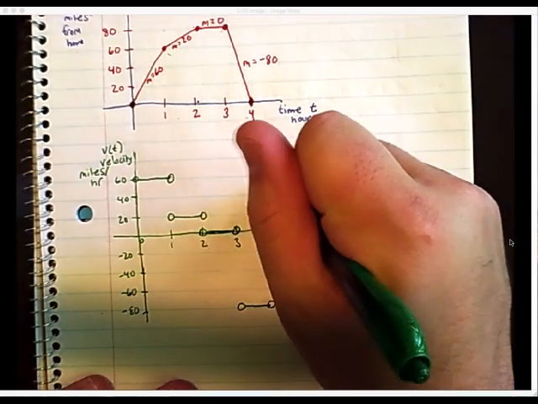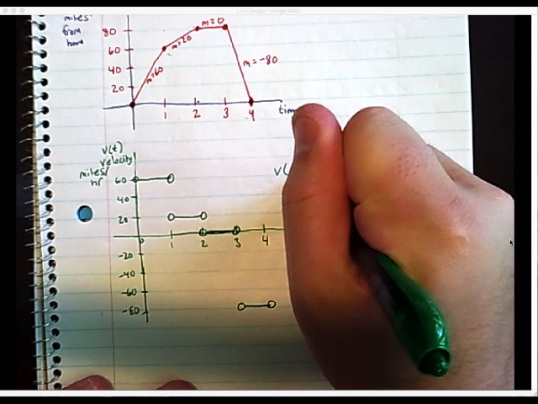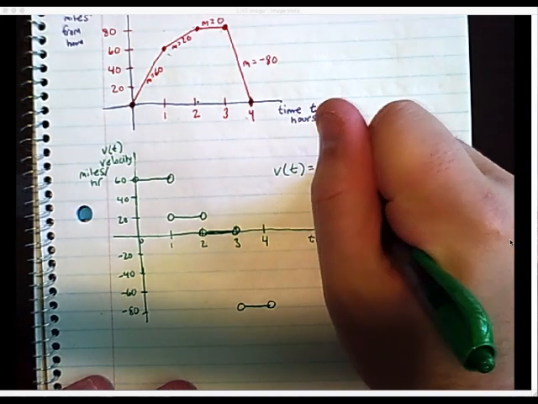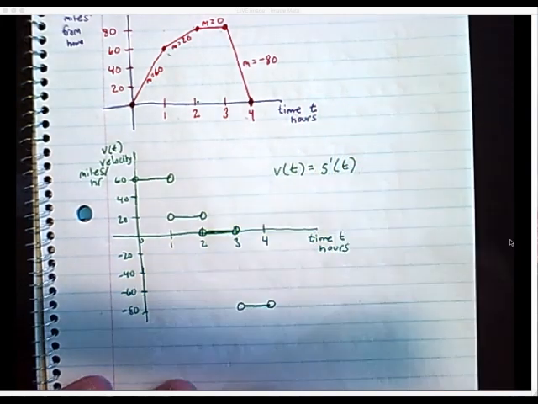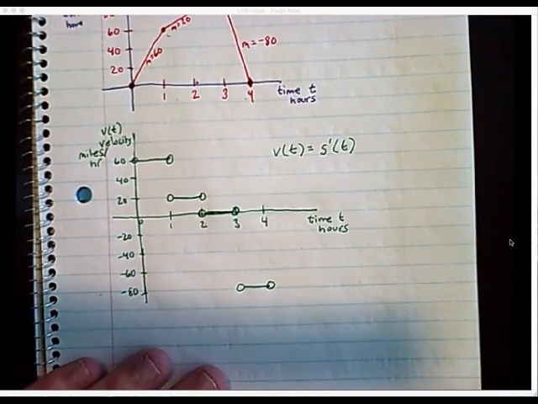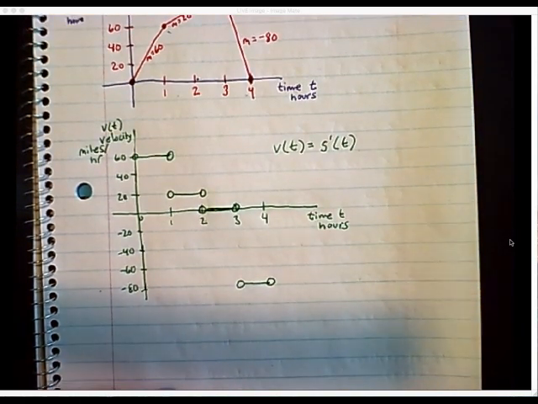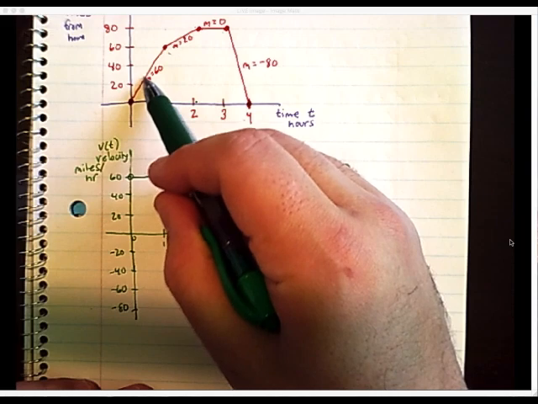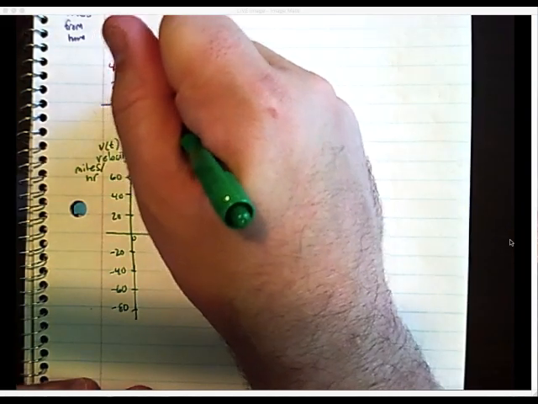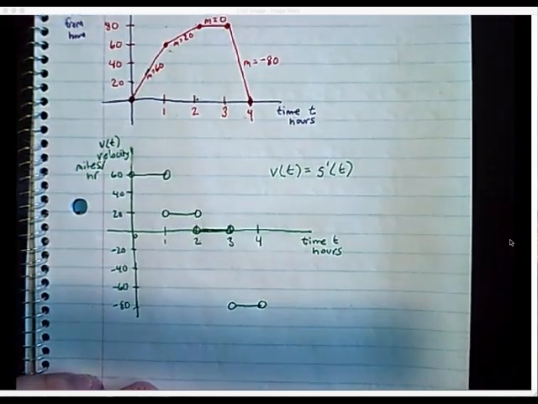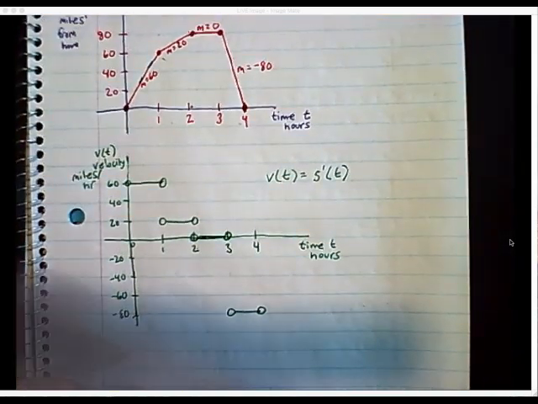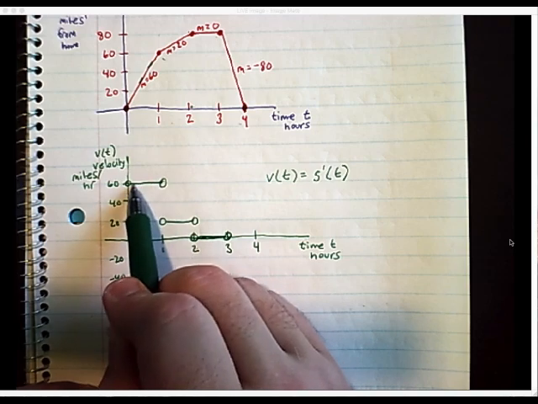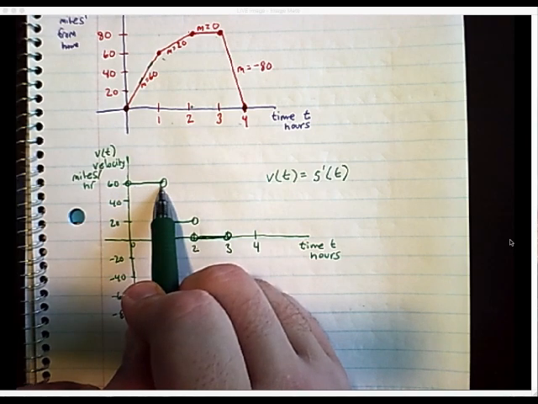What's important about velocity? Velocity is the derivative of position. Always. And if I drew in a tangent line right here, the tangent line would have a slope of 60. So it's 60 for all the x values between 0 and 1.